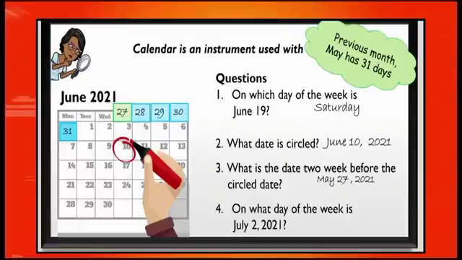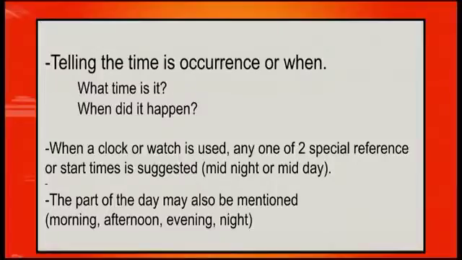Here's another question. On what day of the week is July 2, 2021? Again, we'll go down to after June. June has 30 days. So the Thursday would be July 1, and the Friday would be July 2. So the question is what day of the week? So we're answering specific questions.